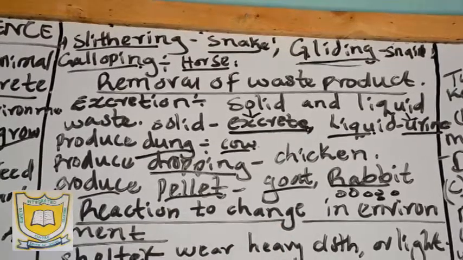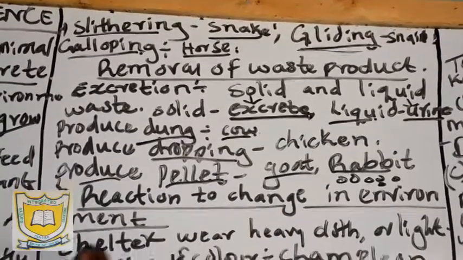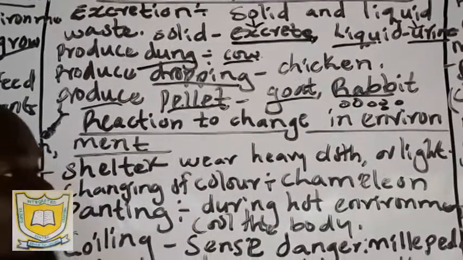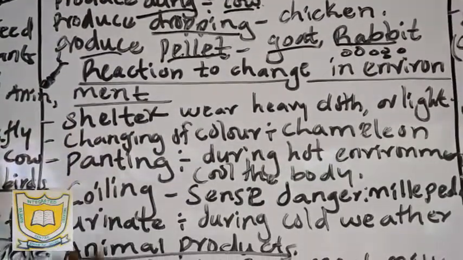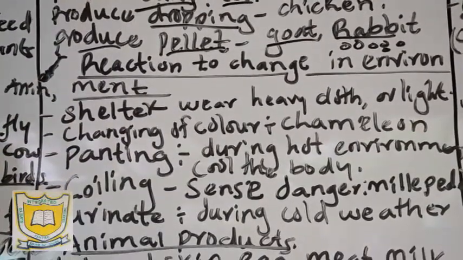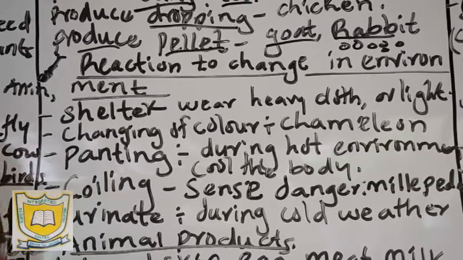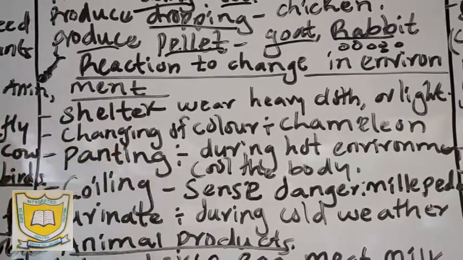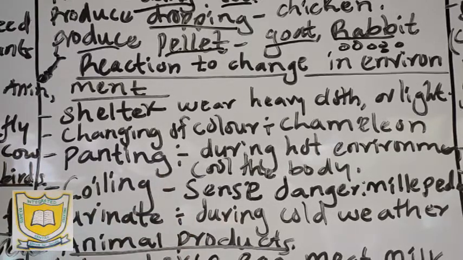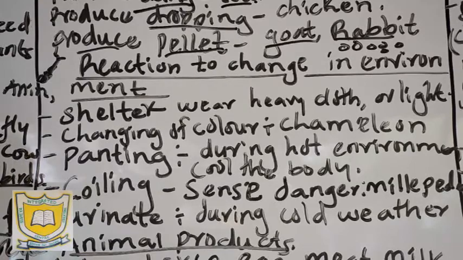They are called pellets. Now, we have the reaction to change in environment. When you're discussing reaction to change of environment, I said that you can also move to another zone. Now, we may have a higher temperature. When we have a higher temperature, human beings wear lighter clothes, and even others do not wear any cloth.